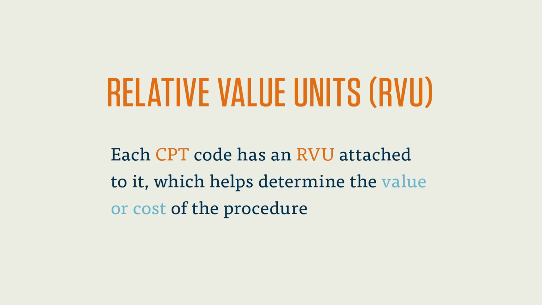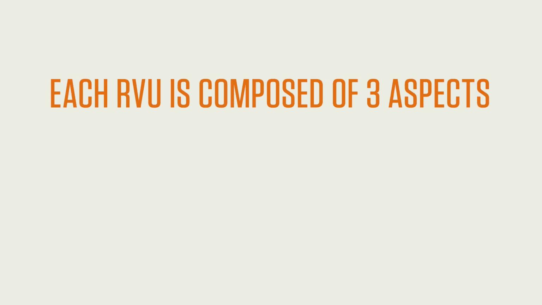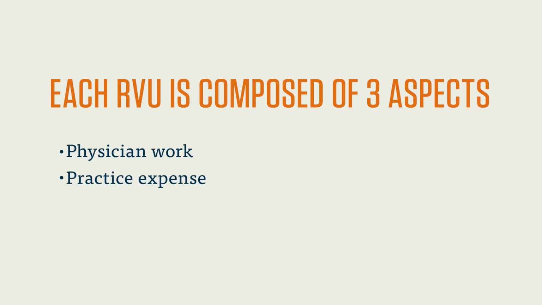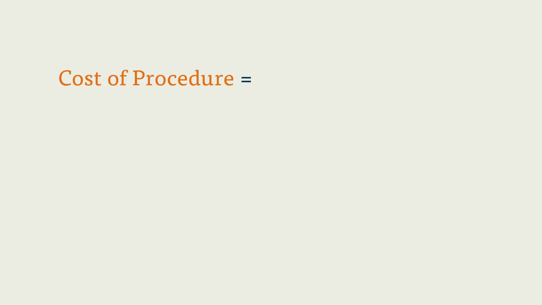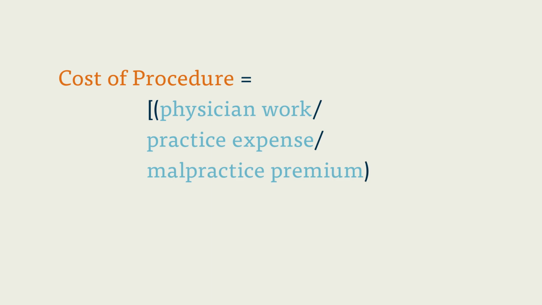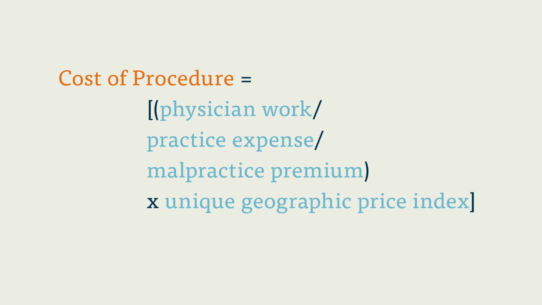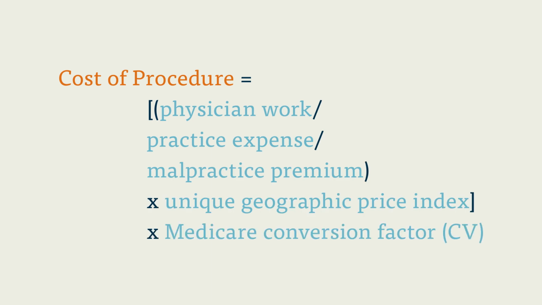Each CPT code, or in the case of Medicare, HCPCS codes, has an RVU attached to it, which helps determine the value or cost of the procedure. Each RVU is composed of three aspects: the physician work, the practice expense, and the malpractice premium. In order to determine the cost of a procedure, each of these values is multiplied by a unique geographic price index and added up. That number is then multiplied by the Medicare conversion factor, CF, which is the dollar amount Medicare will pay for one RVU. This sum is the cost of the procedure.